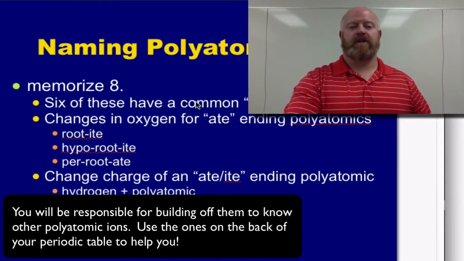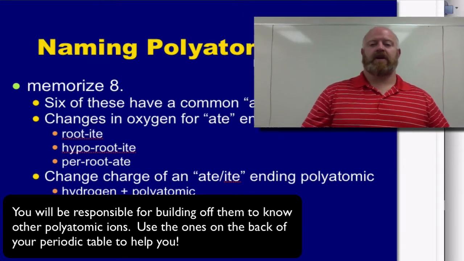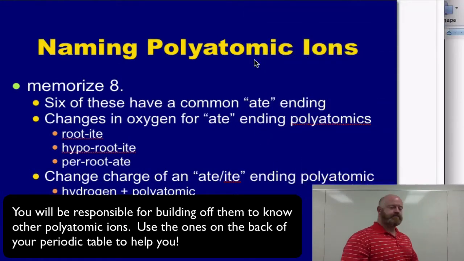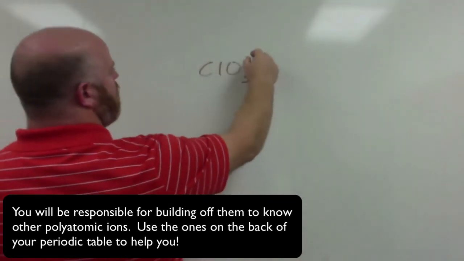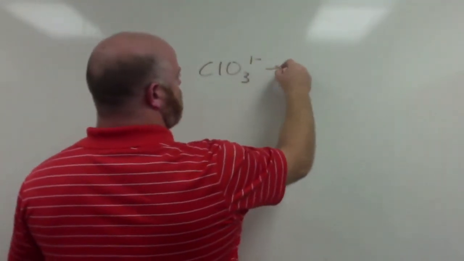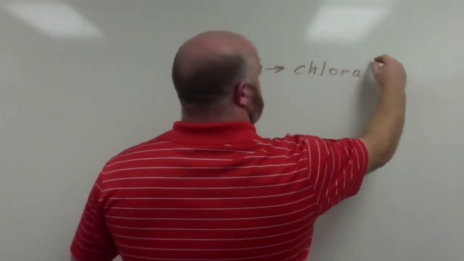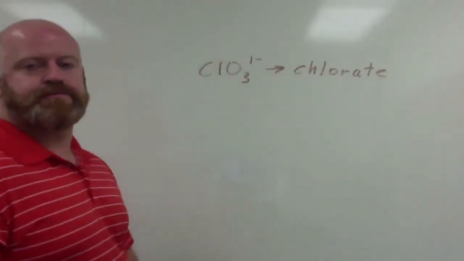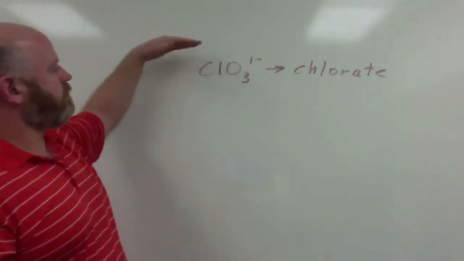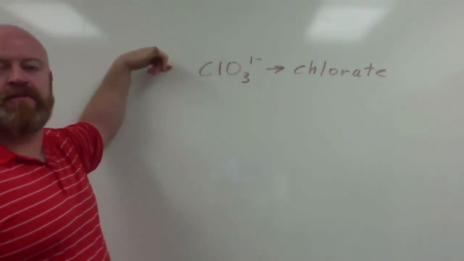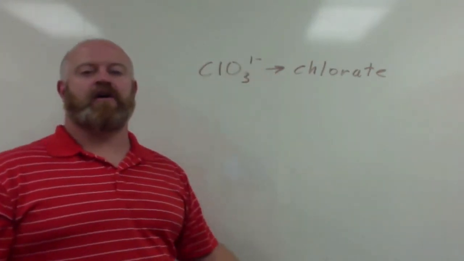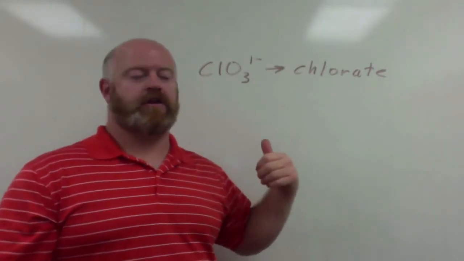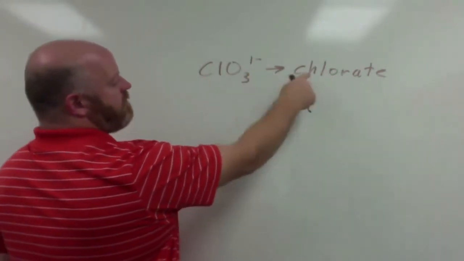So if we take a look at how we name these polyatomic ions, we always start with the root ending of the 8. So let's say for example, chlorate. ClO3 has a 1 minus charge. We call this chlorate. Okay? This is one that you'll have to have memorized. Now, once you know chlorate is ClO3 1 minus, you can figure out a lot of other ones based off of this root.